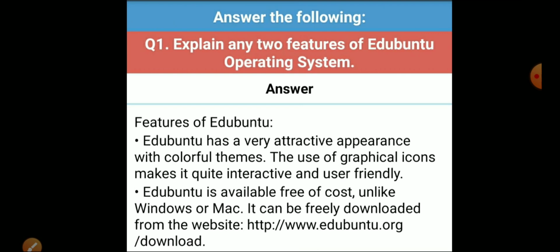Next is question answer. Explain any two features of Ubuntu operating system. Two features of Ubuntu are: Ubuntu has a very attractive appearance with colorful themes. And second, Ubuntu is available free of cost, unlike Windows or Mac. It can be freely downloaded from the website.